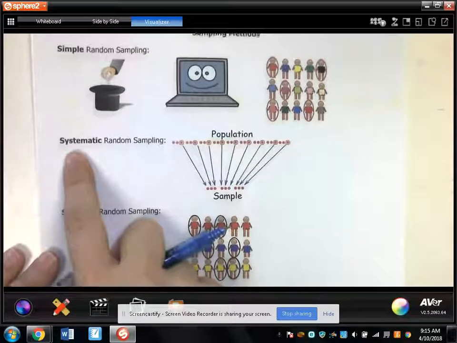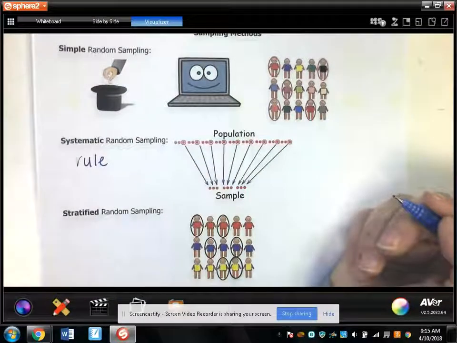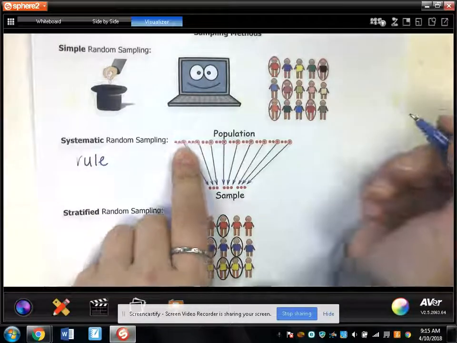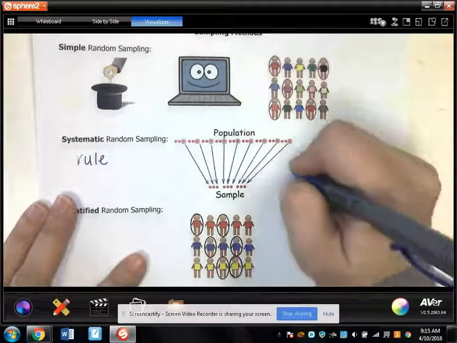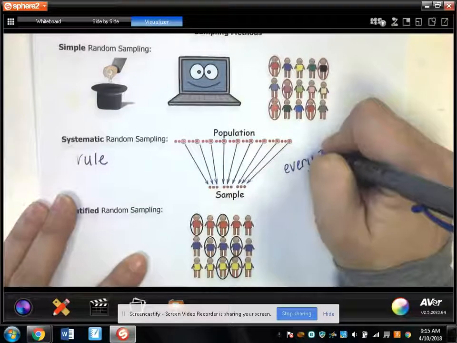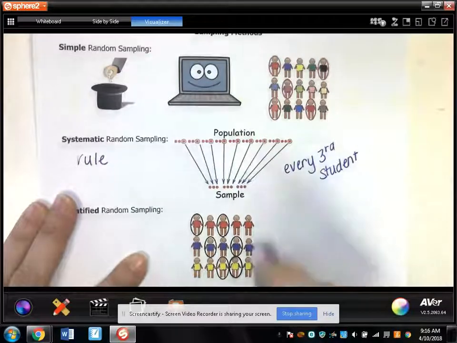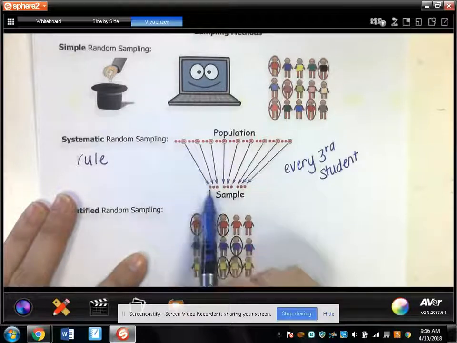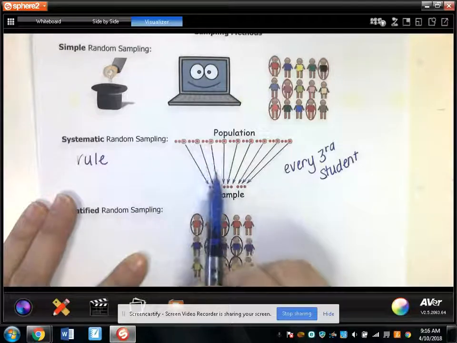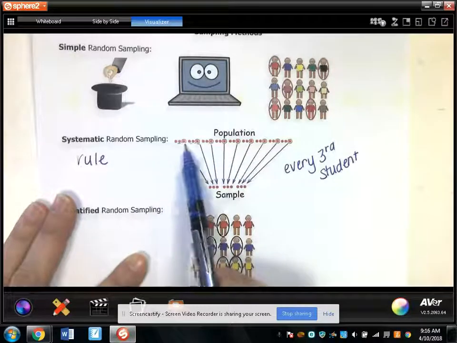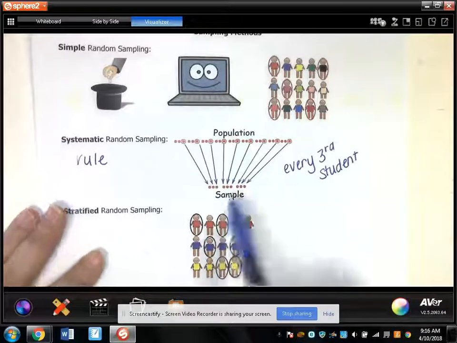Now, systematic random sample, you have to make a rule. There has to be some kind of system to how you're choosing people. So for example, imagine each of these dots is a student. And my rule is I'm going to pick every 3rd student. So then I have to follow that rule. So I would skip, choose that student for my sample. Skip, choose that student for my sample. Skip, choose that student for my sample, and so on. So everyone in the population is combed through, and I only pick every 3rd member of the population to join my sample.